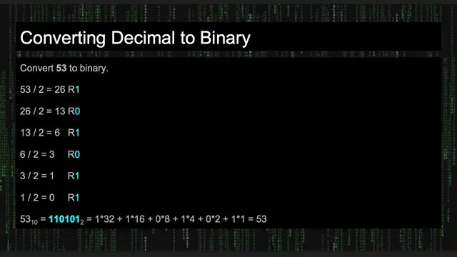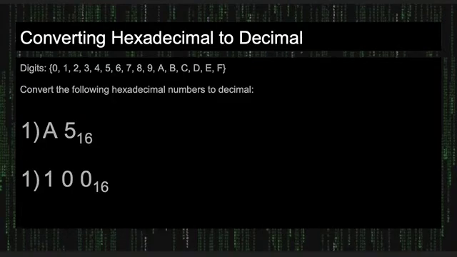If you're not sure if the answer is correct, you can confirm it by converting the binary number back to decimal using the method from the previous slide. Converting between hexadecimal and decimal may appear more difficult, but in fact we are going to follow the same procedures as in the case of binary and decimal.